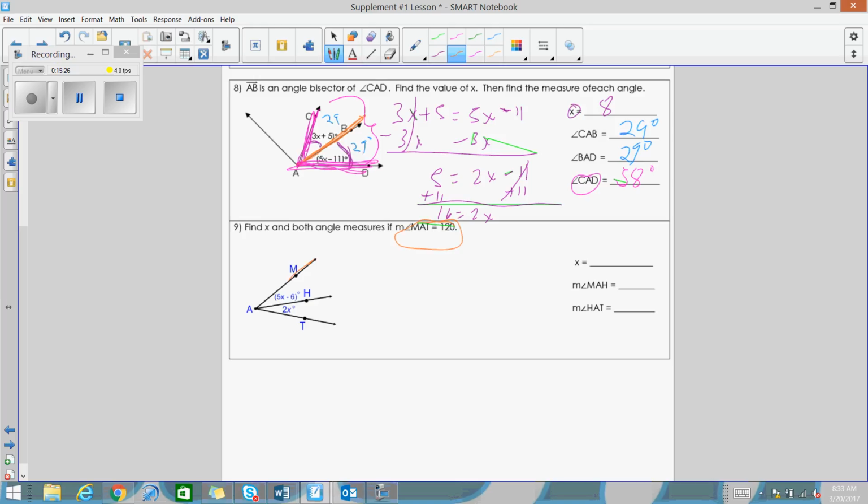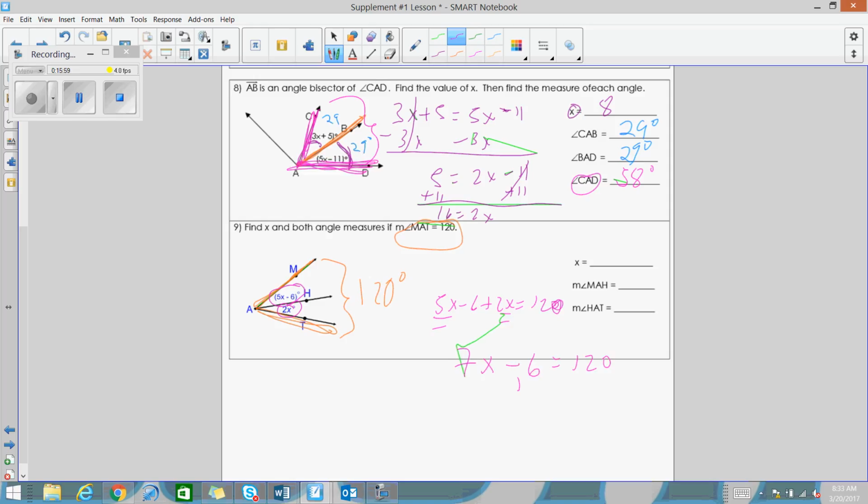So MAT, this entire angle is 120 degrees. So if I look, I don't know angle bisector, but I do know what these two angles are inside, the mini angles. These two mini angles should add up to equal 120, so that's what I'm going to do. I'm going to go 5x minus 6 plus 2x equals 120. So I'm going to combine like terms. 5x and 2x is 7x minus 6 equals 120.